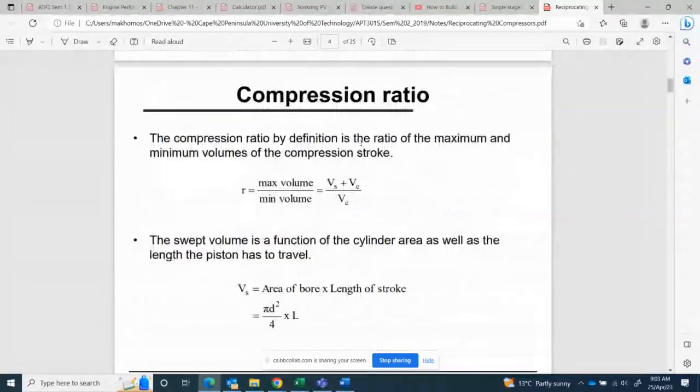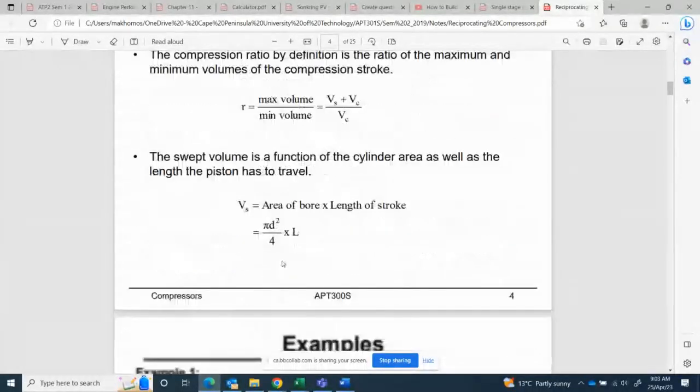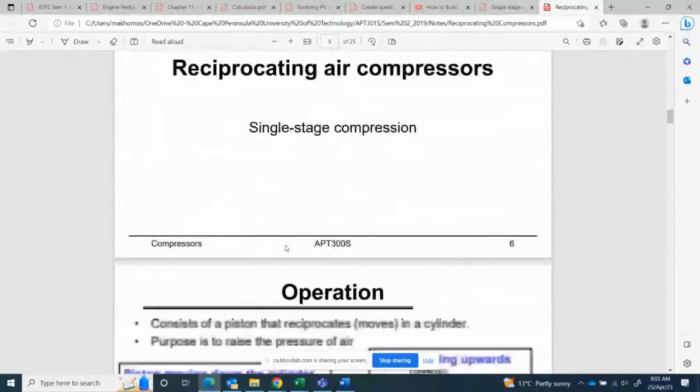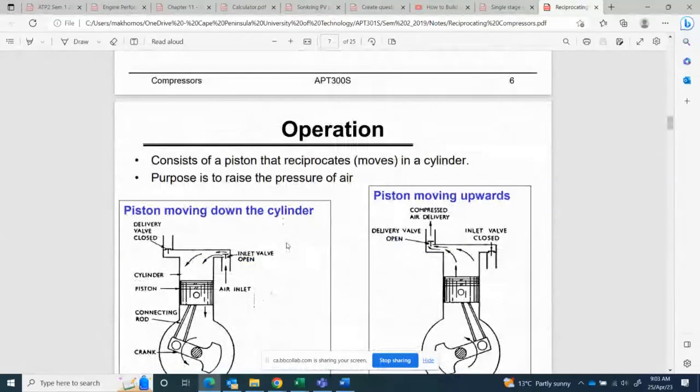So, okay, this is the continuation of what we have done. Now, the VS, which is the swept volume, is the volume of the cylinder. In other words, it's going to be pi multiplied by the diameter of the cylinder. You already know this story from the previous chapter, so I'm not going to repeat myself. Now, single stage. There are types of compressors. We have single stage, we have double stage, we have multi-stage. The multi-stage is three upwards.